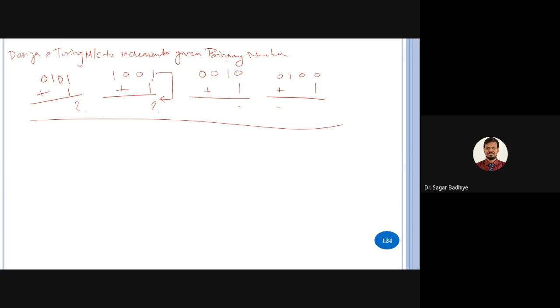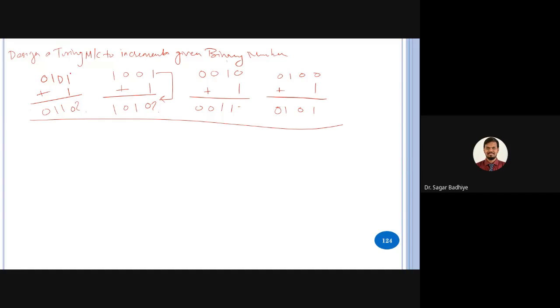If you do addition of this, you would get 0 1 0 1. If you add this, you would get 0 1 1 0. If you add this, you would get 1 1 0 0. If you add this, you would get 1 0 1 0. Try to find the logic. What is the logic over here?